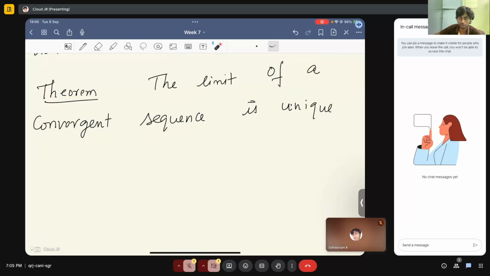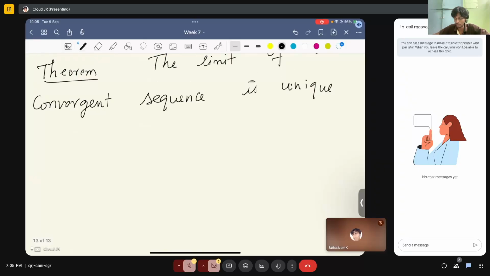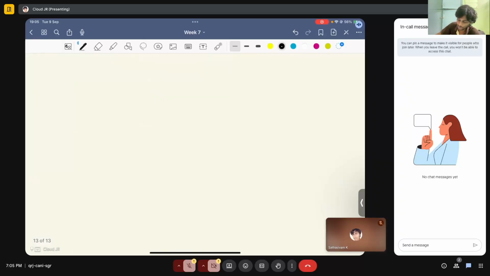This I will not prove; it's one of your assignment problems. So give it a try, and try to prove it. I'm not going to prove it here. So what we do is, let me define what boundedness is.